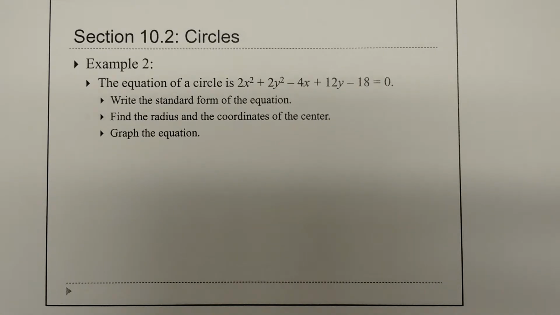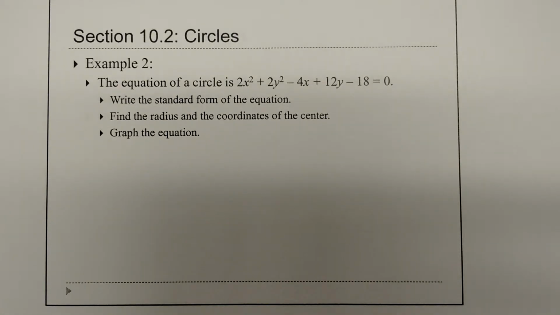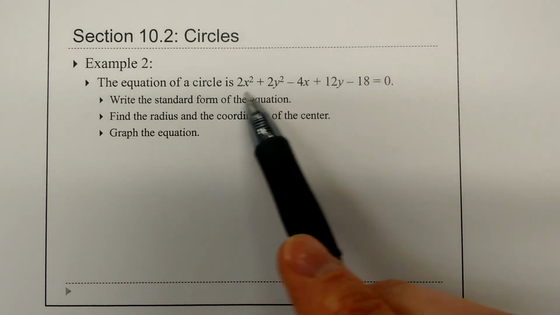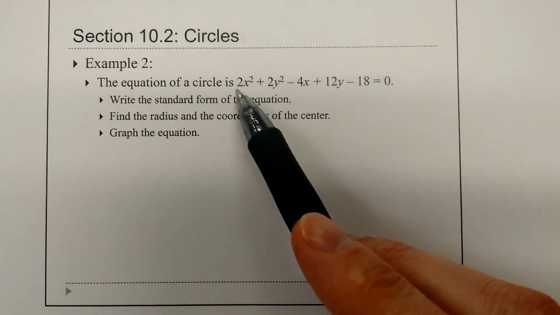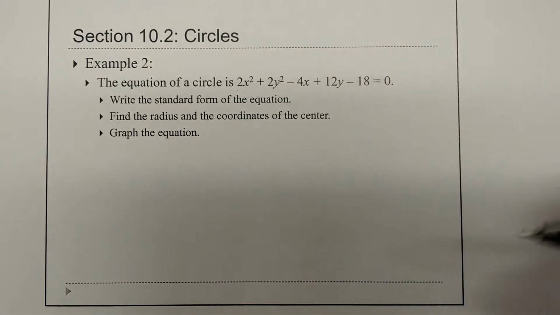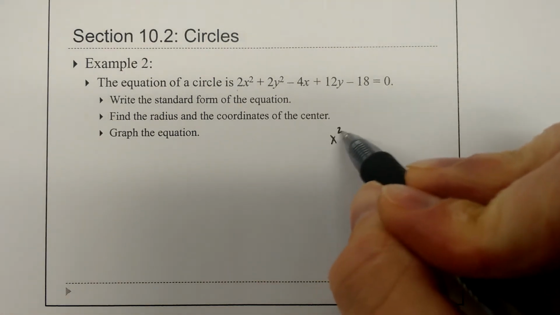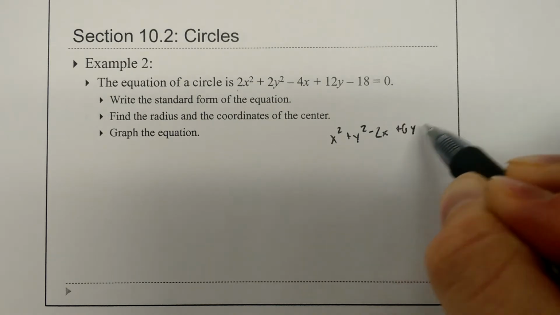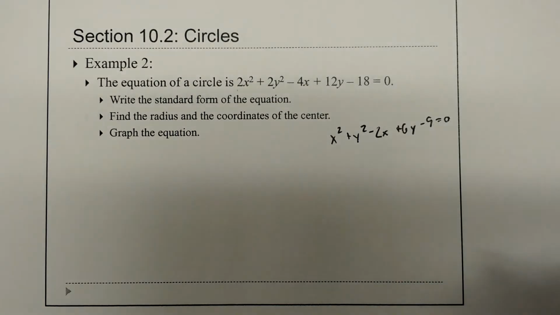Alright, so the equation of a circle is 2x squared plus 2y squared minus 4x plus 12y minus 18 equals 0. Write the standard form, find the radius, and then graph. The first thing we need to do, if you notice you have constants in front of the x squared and the y squared, is divide those out. Since they are both 2, we're going to divide every value by 2. That gives us x squared plus y squared minus 2x plus 6y minus 9 equals 0.